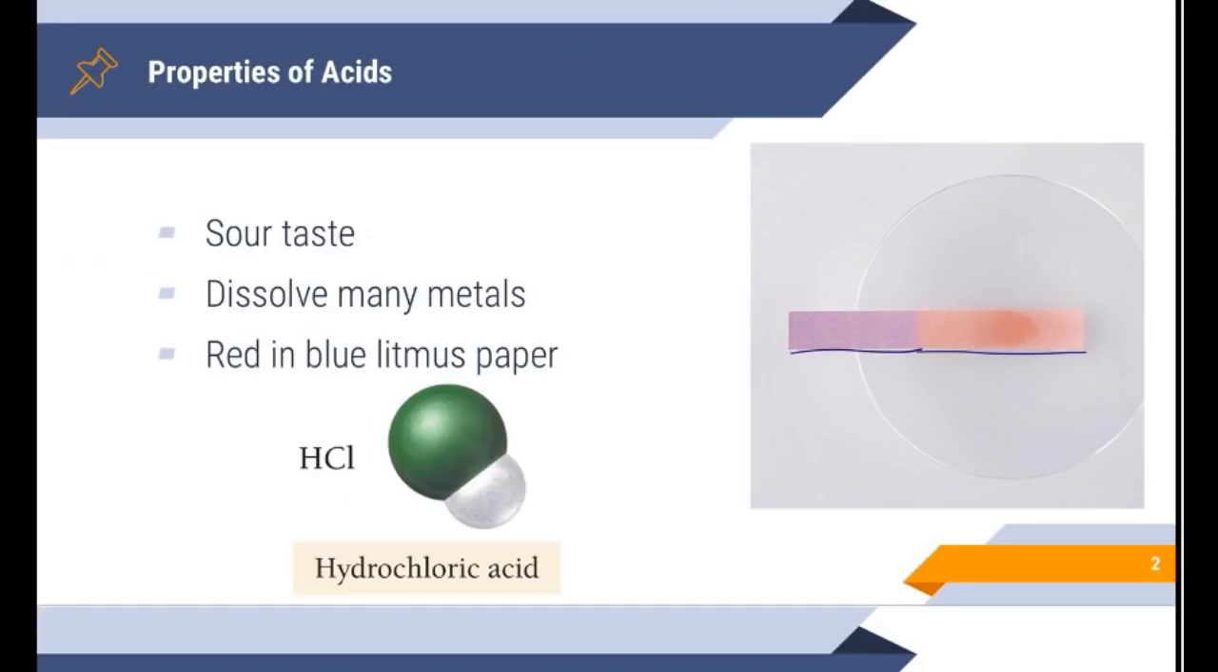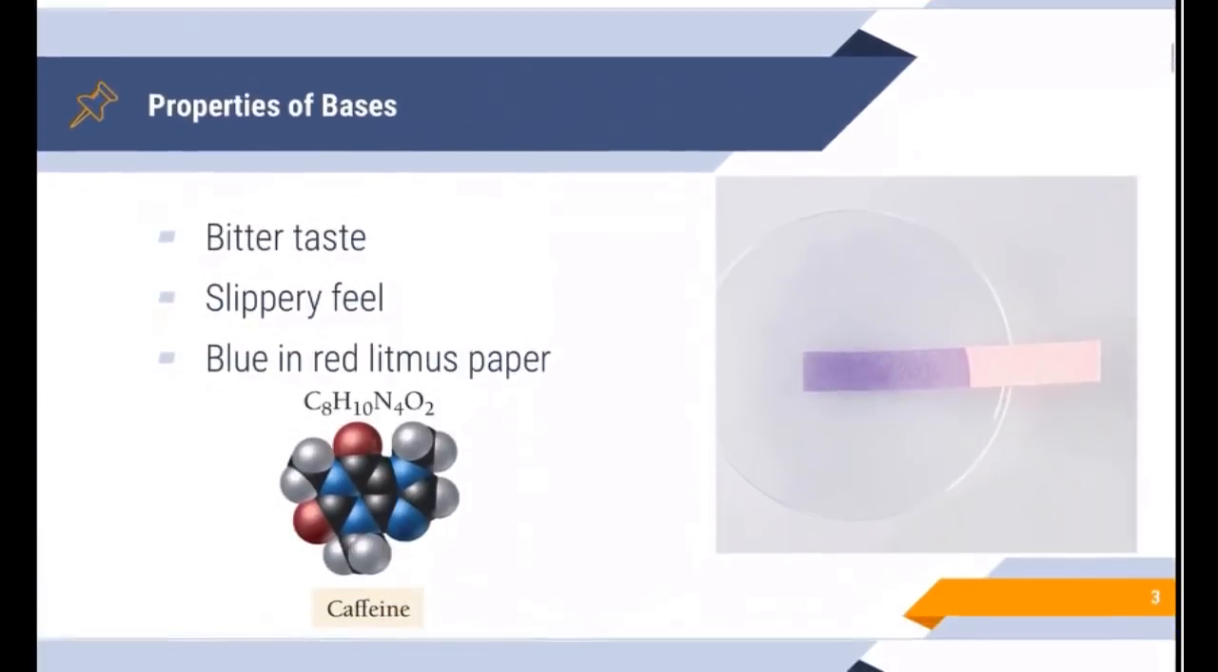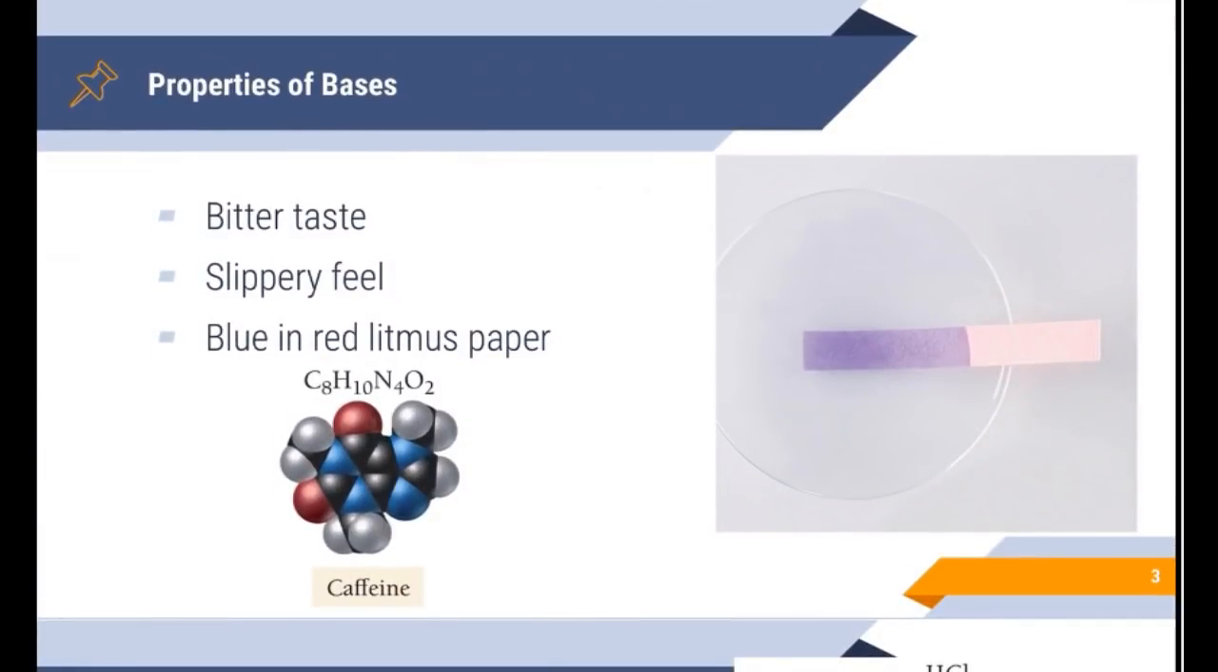We usually like the taste of acids, and so if you're eating something or drinking something that's got a little bit of a sour taste, it's probably acidic. Bases are bitter. They have a slippery feel, so soap is a base. And they turn red litmus paper blue. Caffeine is an example of a base. Coffee is actually acidic because it has other stuff in it too, but just the molecule caffeine does act as a base.